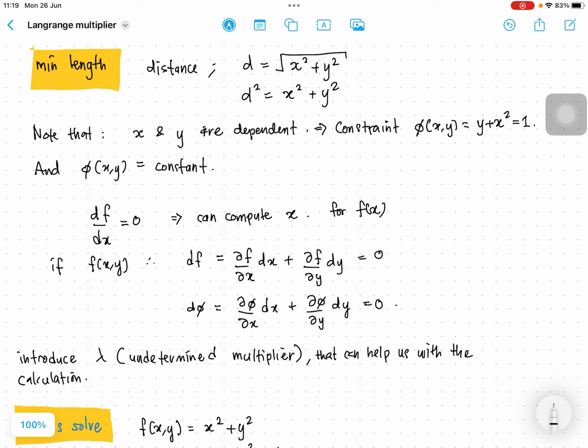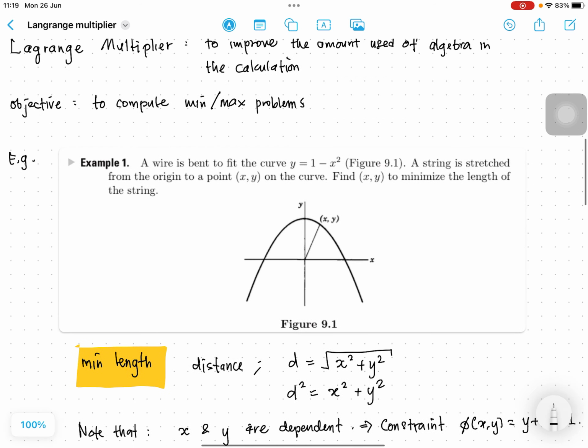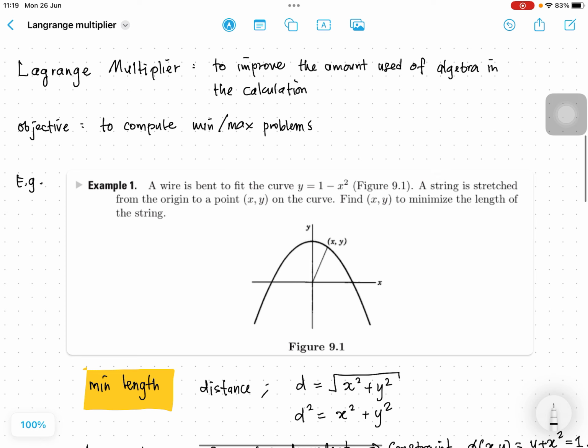This will be a topic on Lagrange multiplier. Alright, so what is Lagrange multiplier? The aim is to reduce the amount of algebra used in the calculations, where our objective is to compute minimum and maximum problems. Let's go straight to the example.